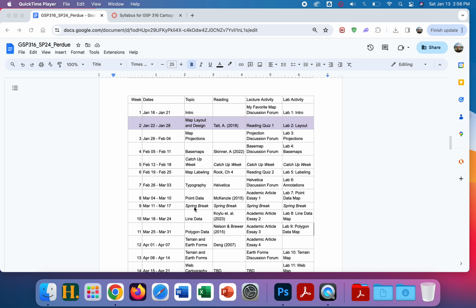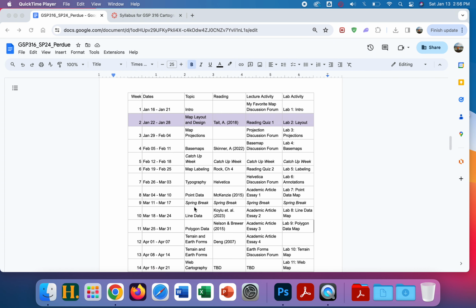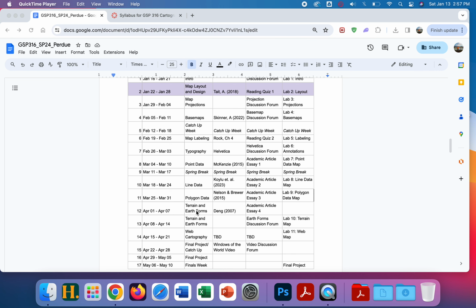Then we move on to different types of data. So we talk about different cartographic techniques for working with point data, line data, polygon data. And then we spend a couple weeks talking about terrain and how to map terrain aspects and how to blend digital elevation models together. It's complex and it's an interesting process. So this is a 2 week lab, and probably my favorite aspect of cartography is terrain mapping.